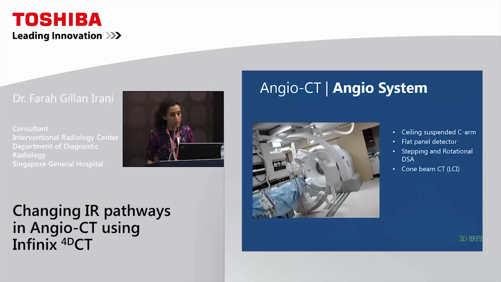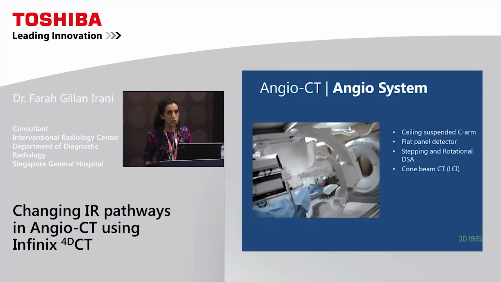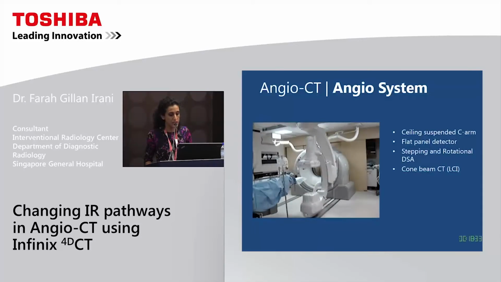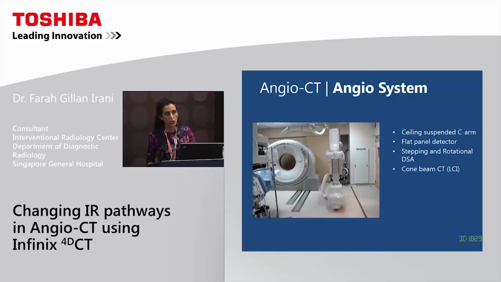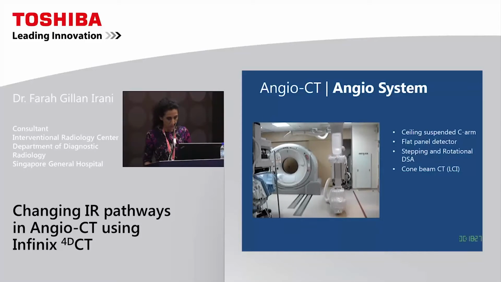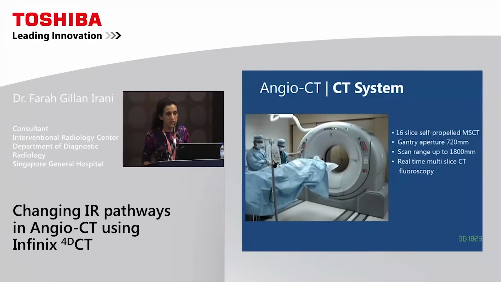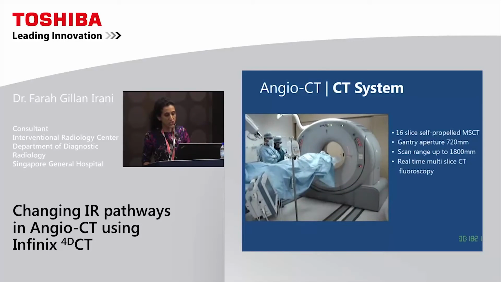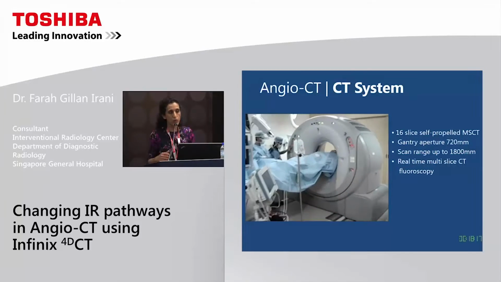So here you can see it is a ceiling-mounted suspended C-arm, which is a flat panel detector. It can do stepping as well as rotational DSA, and it has cone beam facilities. And you can see that this is how the machine actually moves across your room into the dock position. The CT scanner is a 16-slice one, which we have. It's self-propelled multi-slice CT, and it actually has rails on the floor, and the scanner will move on these rails towards the locked tabletop position.